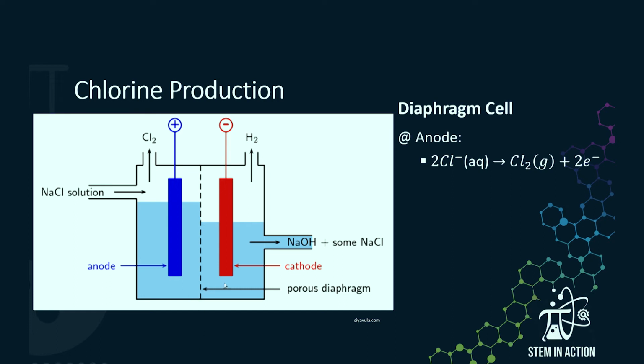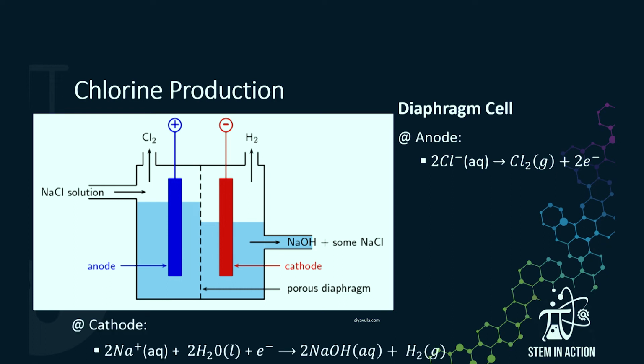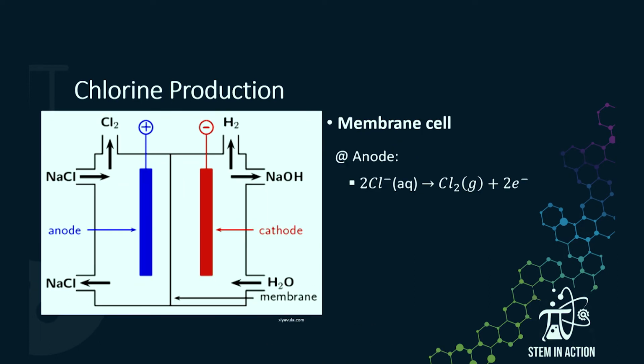So the sodium ions go into the cathode compartment. There's our cathode electrode, and they react with pure water and form sodium hydroxide and hydrogen gas, and these are released in the cathode compartment. This diaphragm cell, again, because it's an electrolytic cell, requires a large amount of electrical energy.